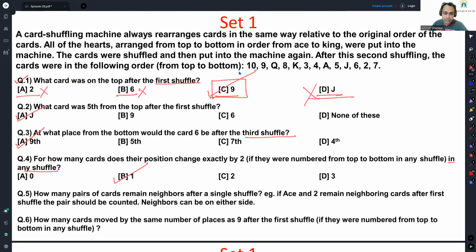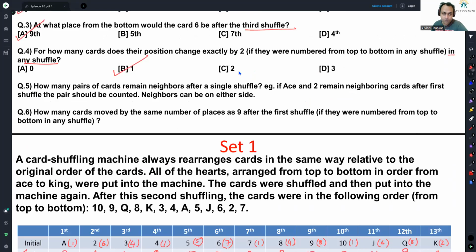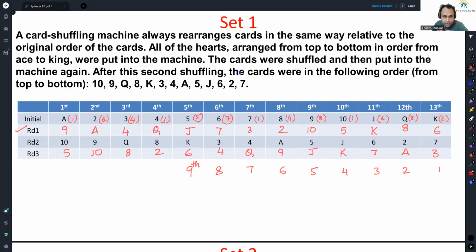Okay. Fifth question. How many pairs of cards remain neighbors after a single shuffle? Example, if Ace and 2 remain neighboring cards after first shuffle, the pair should be counted. Neighbors can be on either side. Okay, let's check. Do A and 2 remain neighbors? No. Do 2 and 3 remain neighbors? Yes. 2, 3 do remain neighbors after a shuffle.